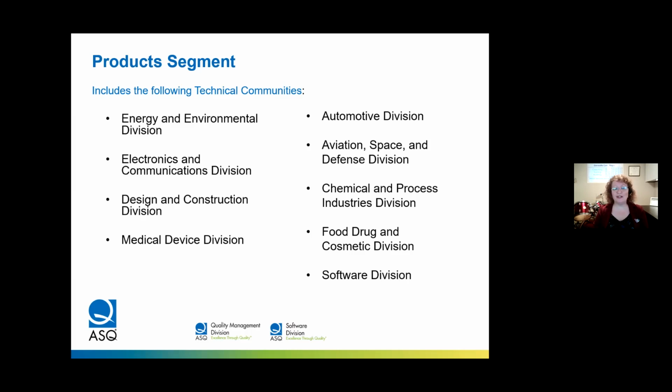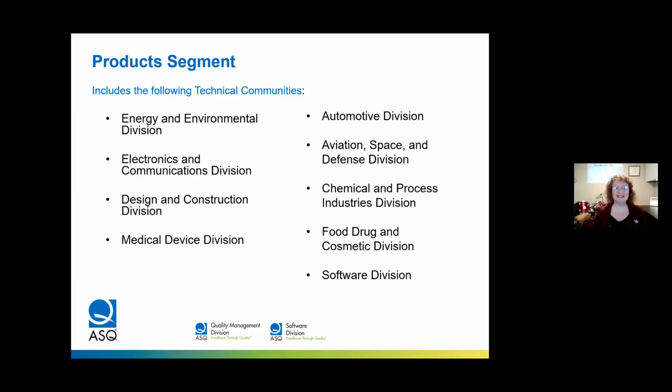The automotive division, pretty self-explanatory: automotive, heavy truck, off-highway, agricultural, industrial, construction equipment, and including all the supporting suppliers within that supply chain. The automotive division has a specific interest in that industry. The aviation, space, and defense division is similar, following from manufacturing, service, and government sectors of the aviation, defense, and space industries. So that one might be pretty exciting. If you're involved in that industry, this may be your segment.